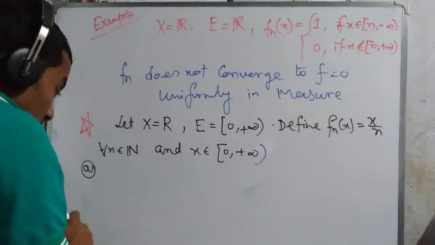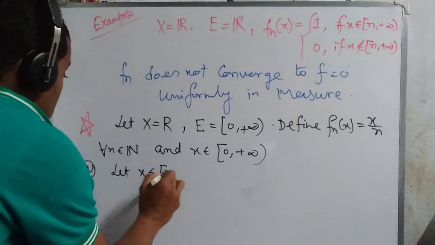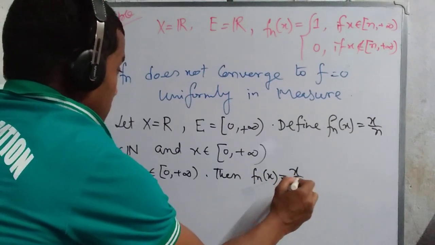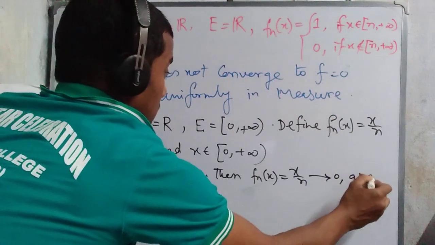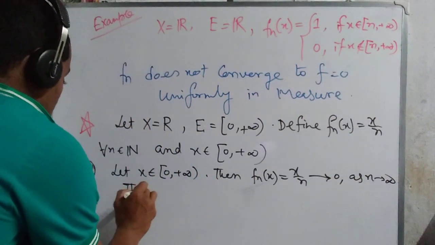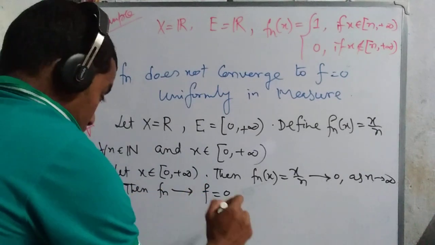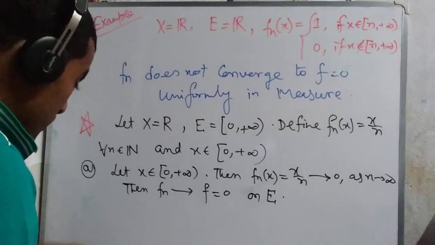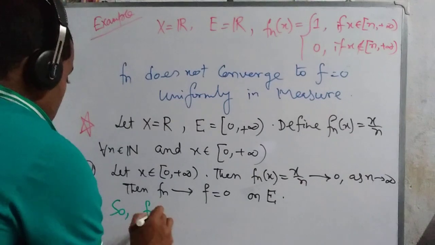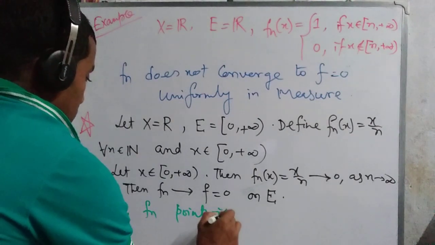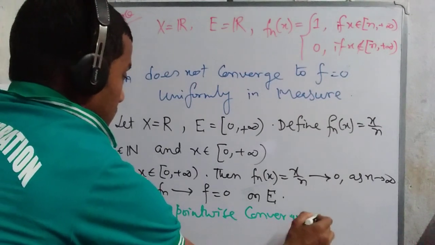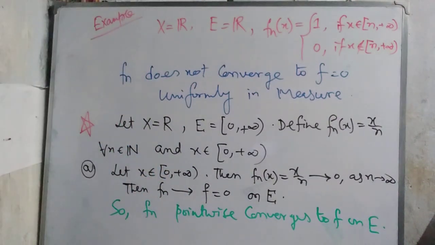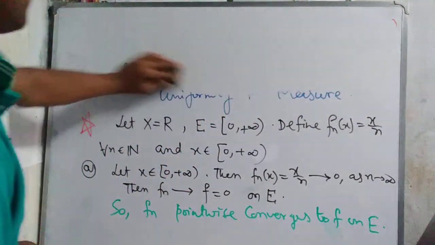First, part (a): let x belong to [0, +∞). Then f_n(x) = x/n converges to 0 as n tends to infinity, so f_n converges to f = 0 on E. Okay, and now we discuss: f_n pointwise converges to f on E. Okay, so we erase our portion and go to further discussion of that.